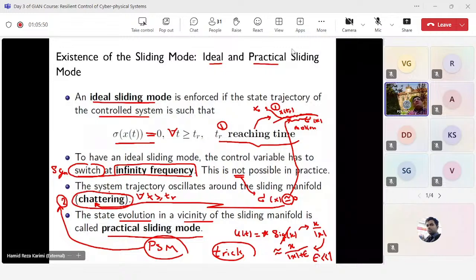Sometimes when you write a paper, when you get the control signal like this, the first question you will get from the reviewers is how it is possible to apply this control, because you should have some sort of switching in your control. The answer is that you can modify the control signal like this, and then you can get a much smoother response.